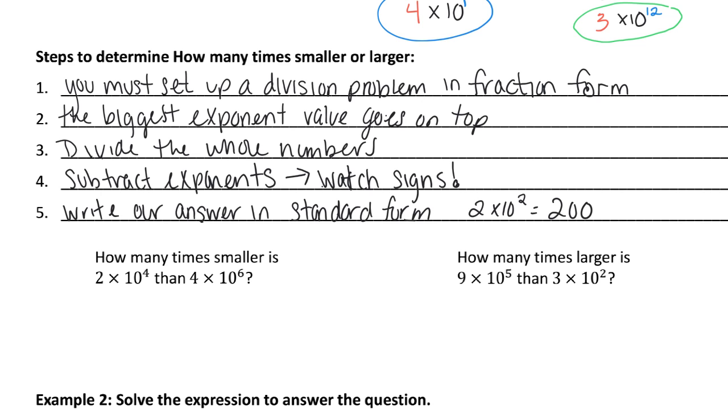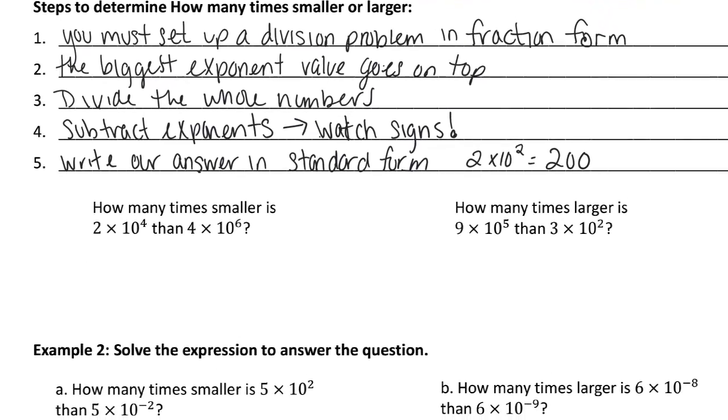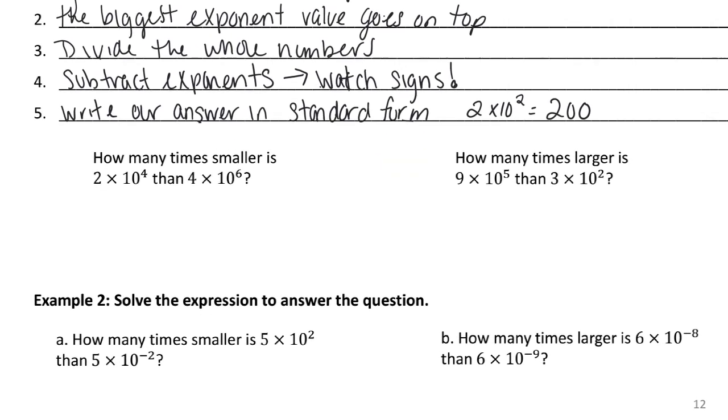as 200. Okay? So let's talk about how to do how many times smaller and then how many times larger. Remember, we put it in fraction form, so we're going to have a fraction. And then we put whichever one has the largest exponent. So we have a 4 versus a 6, so we put the 6 on top. So this is 4 times 10 to the 6th, and then 2 times 10 to the 4th.